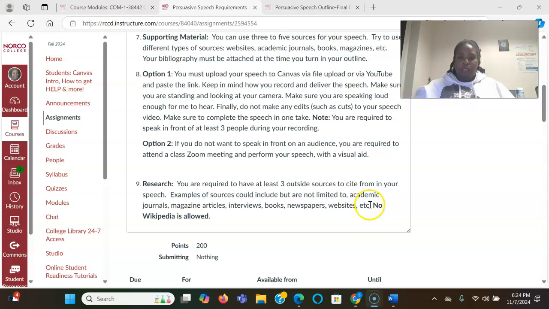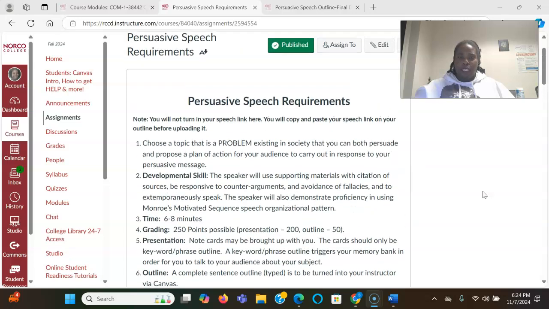Make sure you have at least 3 outside sources. No Wikipedia allowed, but if you do use Wikipedia, make sure to scroll down and get the primary source. So that's pretty routine, especially if you've done your informative speech.